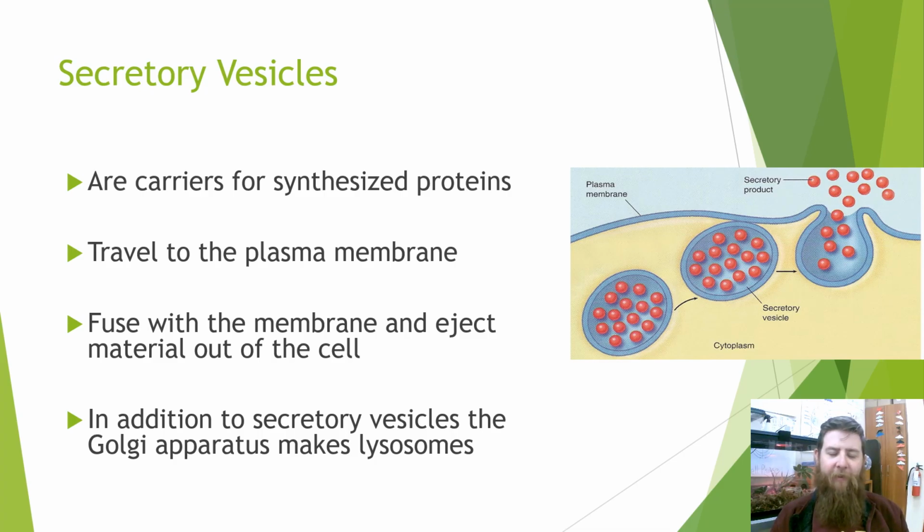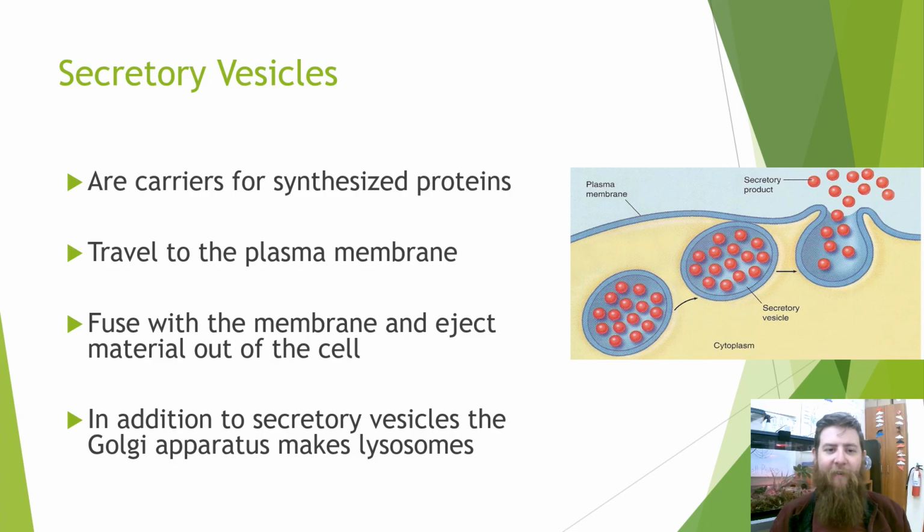These vesicles that we make, secretory vesicles, we put synthesized proteins in here. They can travel to the plasma membrane, and then they can fuse with that membrane and inject the material out of the cell. And plants also have hormones that they use, and they get ejected in the same way.